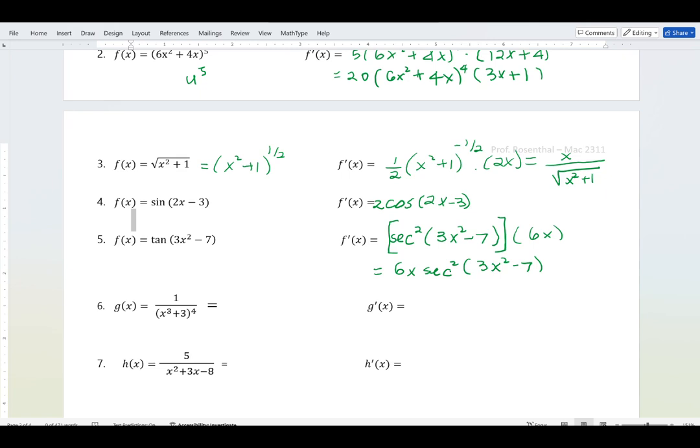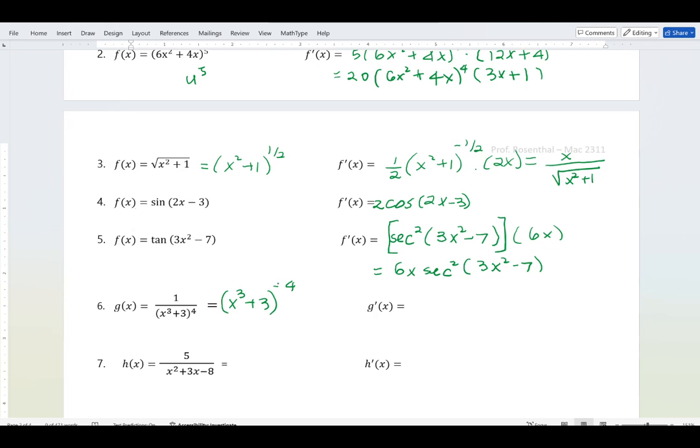So what about something like number 6? It looks very different, like 1 over x cubed plus 3 to the 4th power. It looks like maybe we're going to need a quotient rule. But because the top is just a number, we don't really need a quotient rule, although you could use it. But you're going to need the chain rule along the way anyway. But I will prefer to write this as, to begin with, x cubed plus 3 altogether to the power of negative 4.